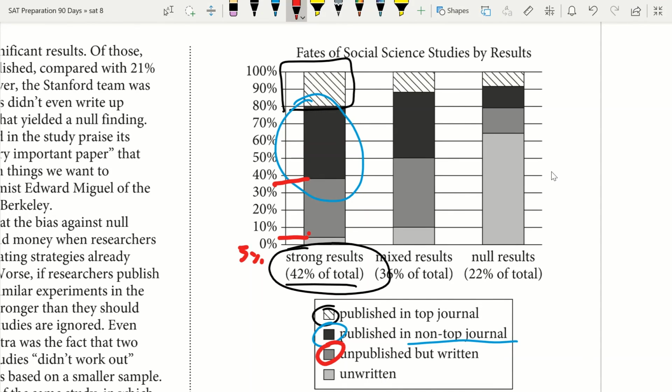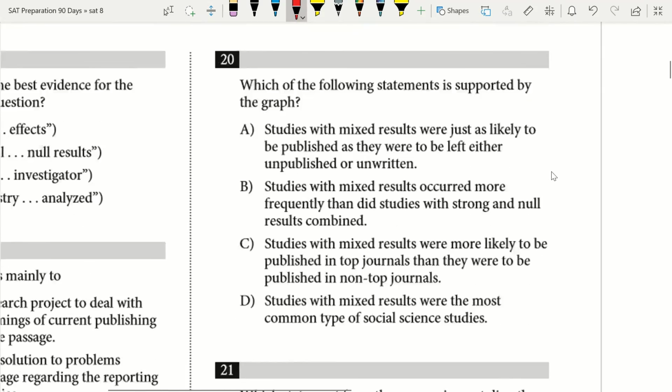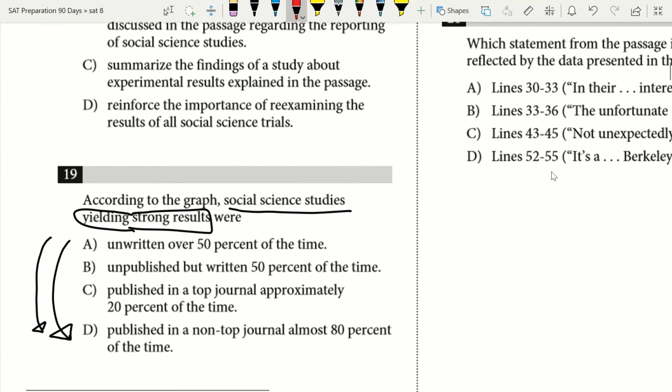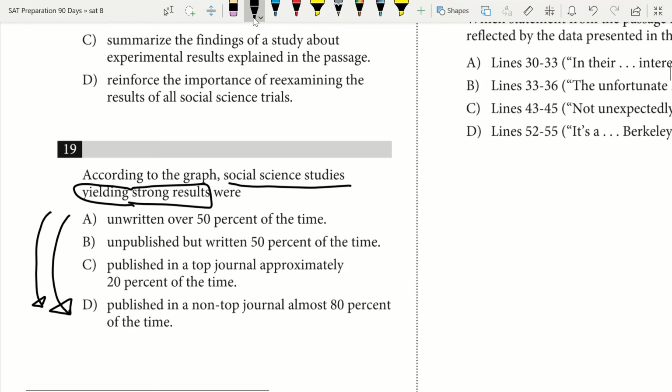So the big thing I see here: 20% top journal, unwritten really small, and then right around 30% for the unpublished but written and the published in a non-top journal. I'm just going to find an answer choice that fits that general idea of what the graph is showing. Okay, so we have unwritten over 50% of the time. No. We saw that there was strong publication and strong likelihood of being written in this category since it did yield strong results. Unpublished but written 50% of the time.